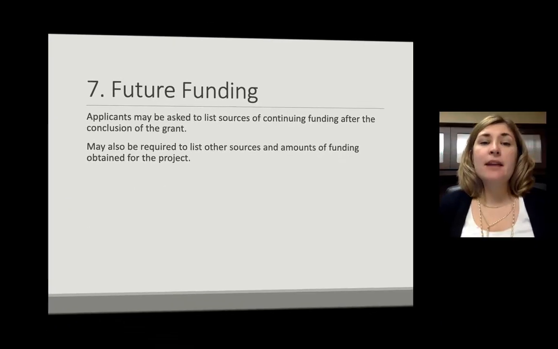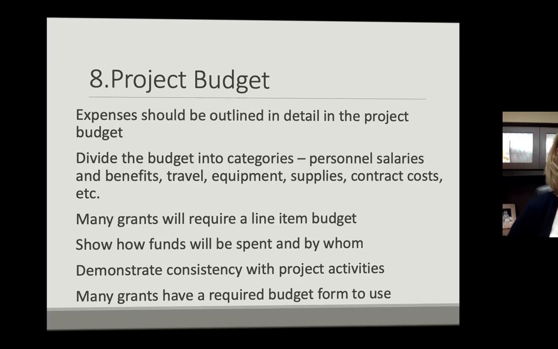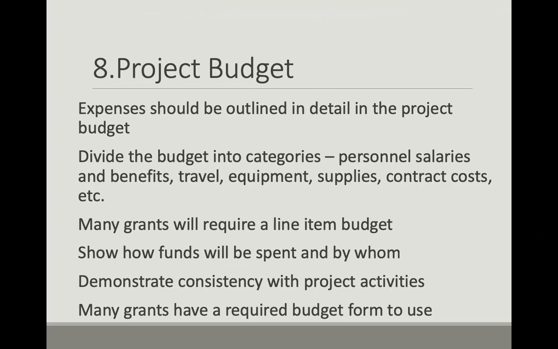In this section, applicants may be asked to list sources of continuing funding after they conclude the grant resources. They may also be required to list other sources and amounts of funding obtained for this project. Your funders will want to know exactly where their money is going. Expenses should be outlined in detail for the project. Divide the budget into categories like personnel salaries and benefits, travel, equipment, supplies, and contract costs.